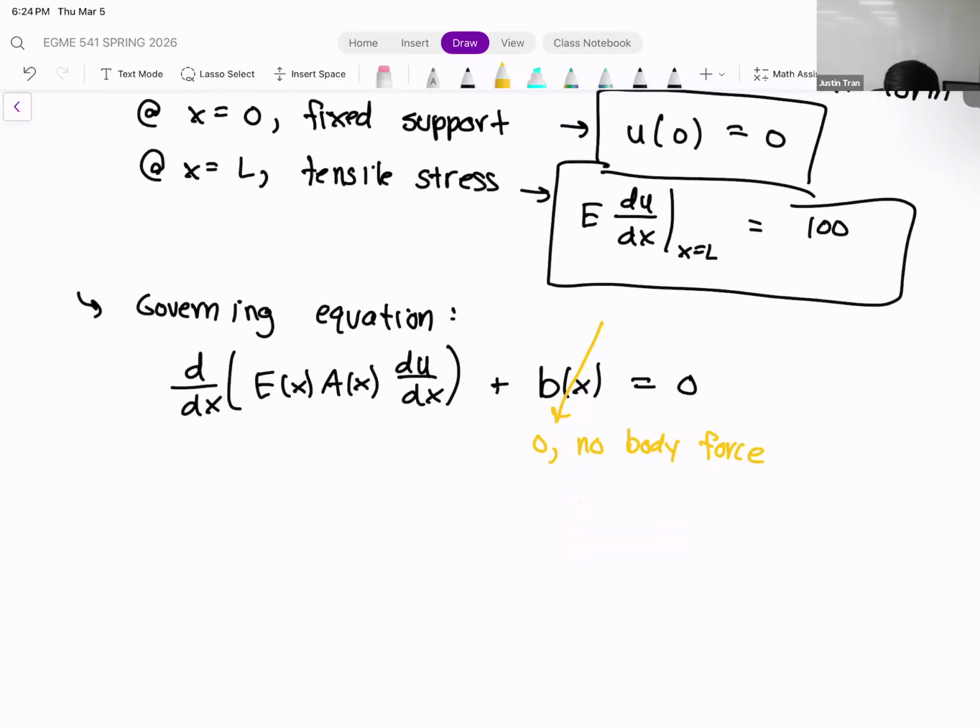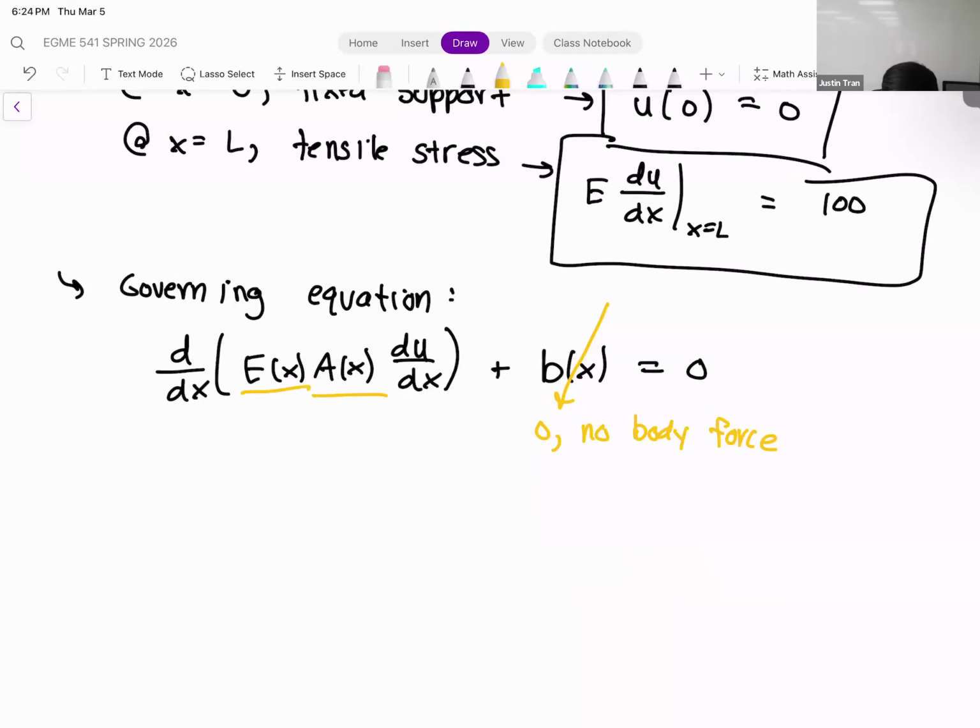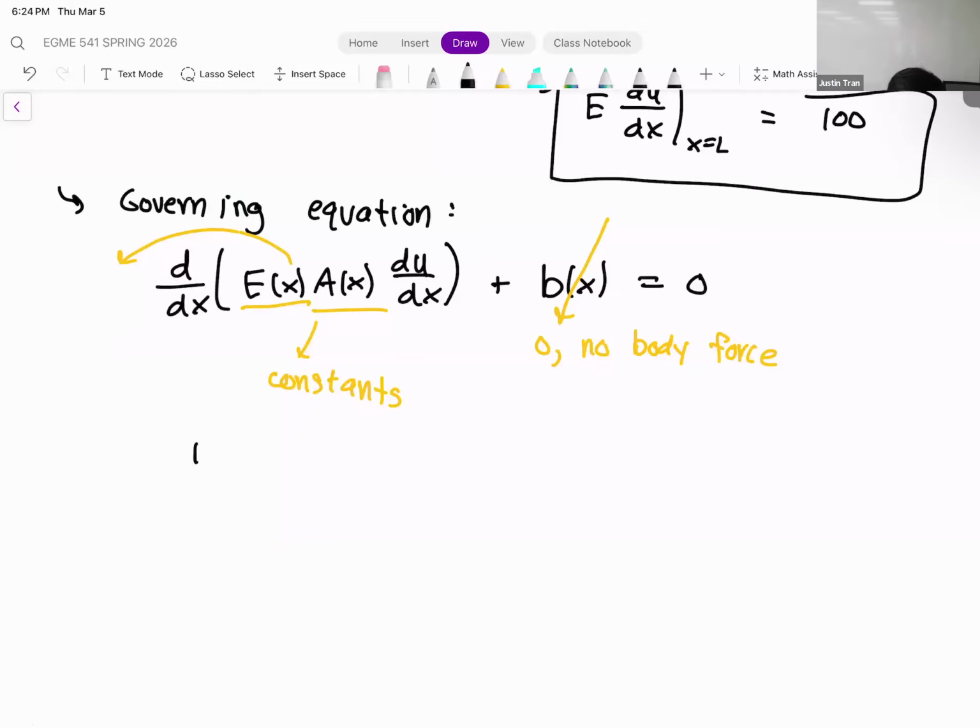Okay, the other thing that we know is that E and A are both constants, right? These are not varying in x, and so they are just constant values. So we can go ahead and pull them out of the derivative, right? And then what we get is E times A d dx of du dx is equal to 0.